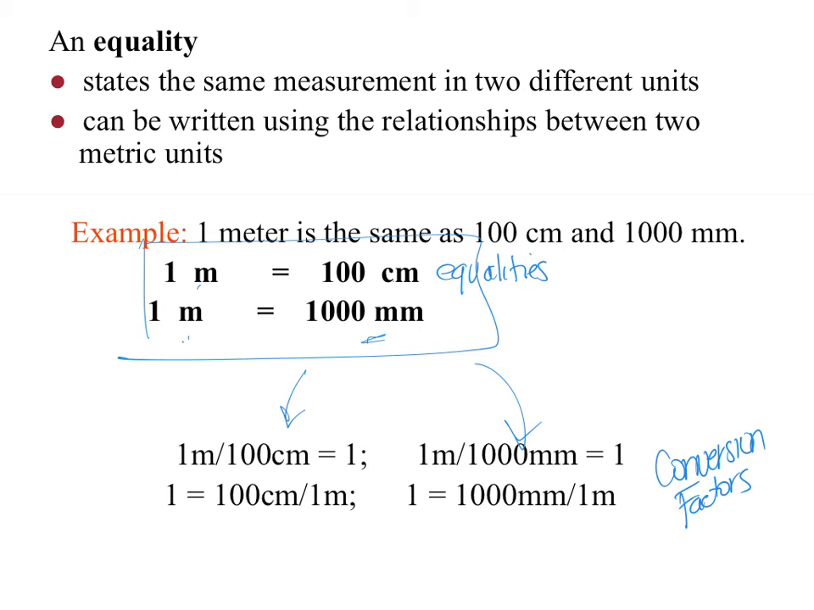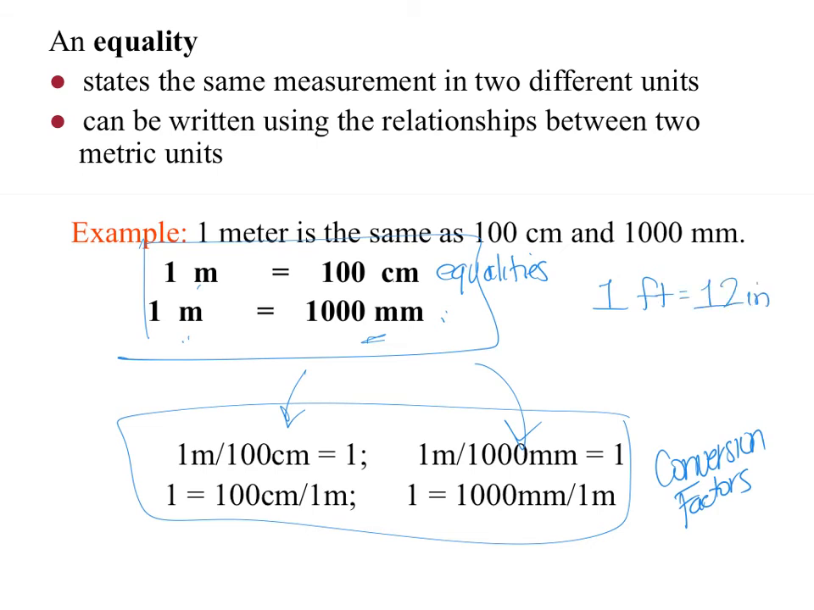Okay. So that means up here, this is what they equal. Down here, this is how you're going to use it in a problem, okay? I can also do it like this. Here's something you're familiar with using the English system. 1 foot is equal to 12 inches, right? That's the equality. Written as a conversion factor, depending on your problem, you would either use this fraction.